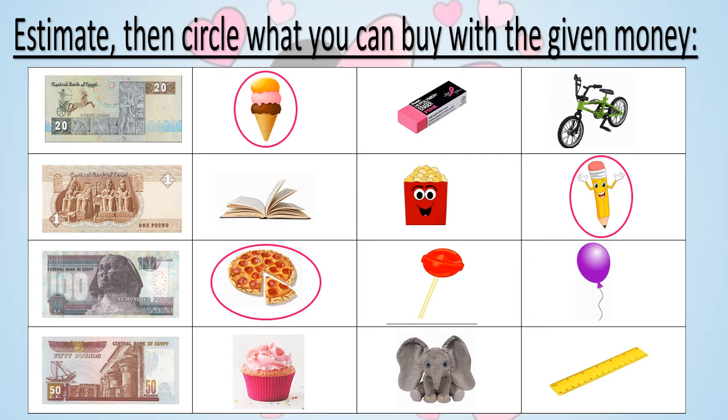What if I have 50 Egyptian pound in my wallet? Can I buy a cupcake, a stuffed animal, or a ruler? I think the price of a ruler and a cupcake will be less than 50 Egyptian pound. And I think the price of a stuffed animal or stuffed toy will be equal to 50 Egyptian pound. So I'm going to circle the stuffed toy. Looks so cute.